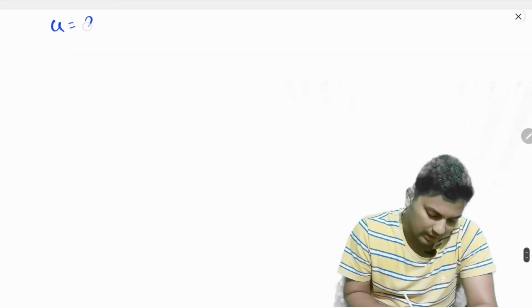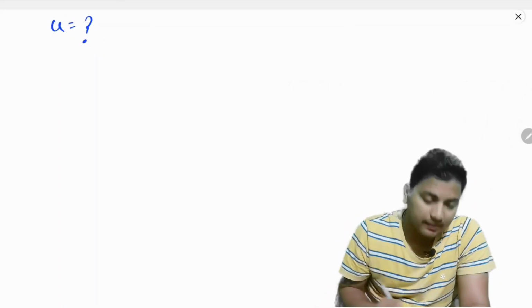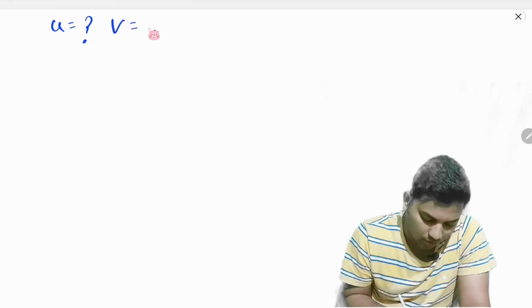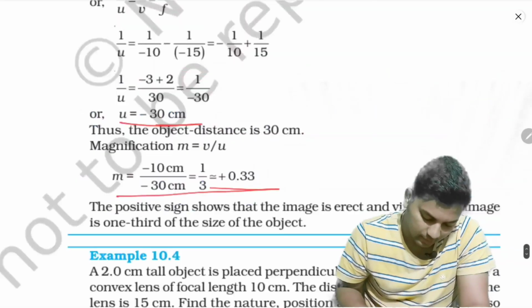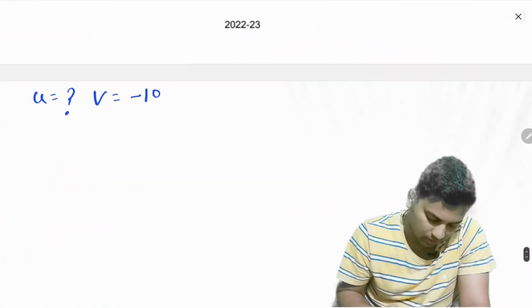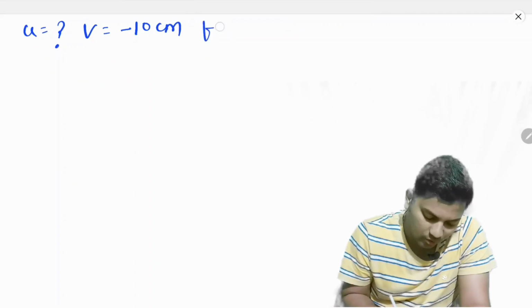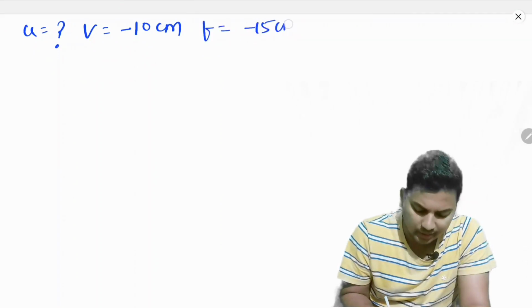u is asked. In this question u is asked, and what is given? v is equal to minus 10, in centimeter or meter? Let's check. This is centimeter. Clear? v is minus 10 centimeter. v is minus 10 centimeter. And f is equal to minus 15 centimeter.